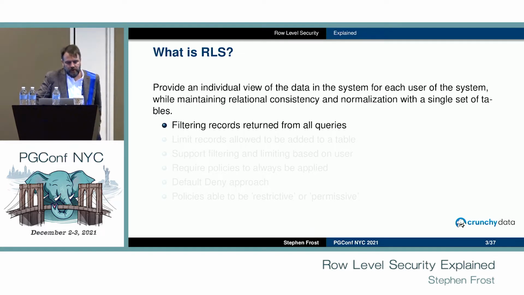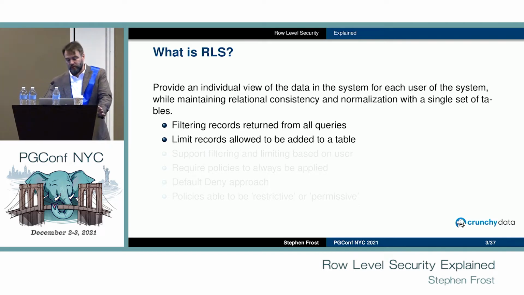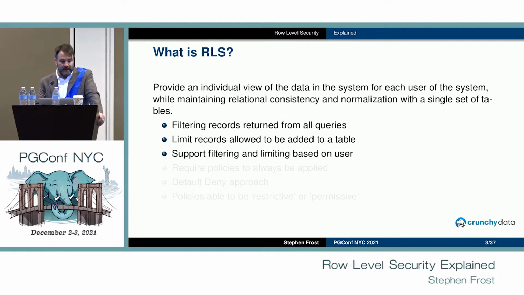So what is row-level security, right? The idea behind row-level security is to have an individual view of the data in the system, be those tables, rows, typically what we're talking about, and that way you can have a subset of a table be visible to you. But one big point here is that we still maintain all of the relational consistency and normalization within those tables, right? So the way that it works is that it filters all the records returned from all queries, and you can also limit what records are able to be added to a table. You can do that based on user.